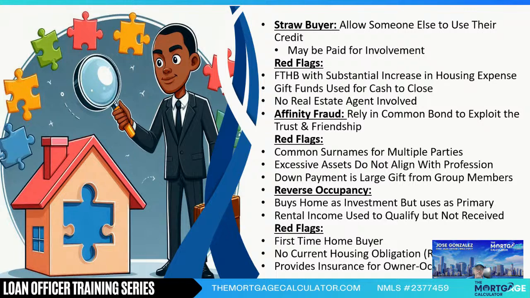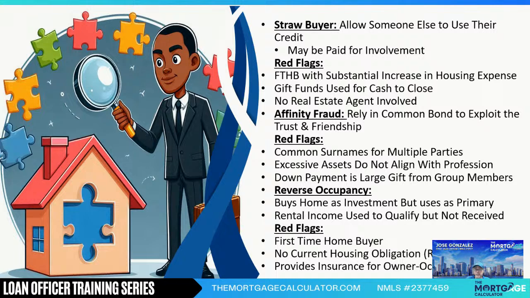This is a really big one. Reverse occupancy, I touched on it previously, is where someone buys the home as an investment property but uses it as a primary, or conversely, buys it as a primary but uses it as an investment property. Obviously, they do that because if they put it down as an investment property, they're going to get extra rental income used to qualify that is not actually going to be received. So that's a big issue for the bank, a total misrepresentation of occupancy.